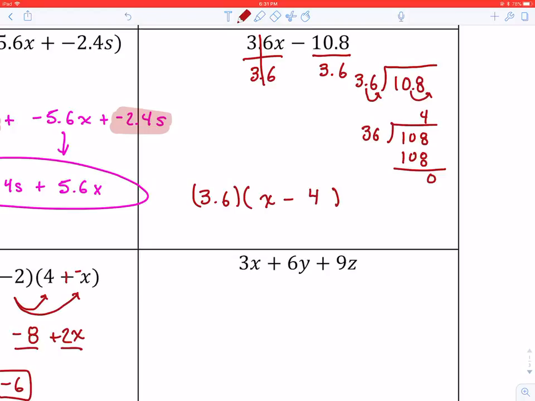So my tip for you is just go ahead and try the coefficient first. If that coefficient doesn't work, then you might need to do a little bit of reasoning to see what you can pull out. Maybe try some small numbers. But in this case, 3 and 6/10 was the number that we needed to factor out.